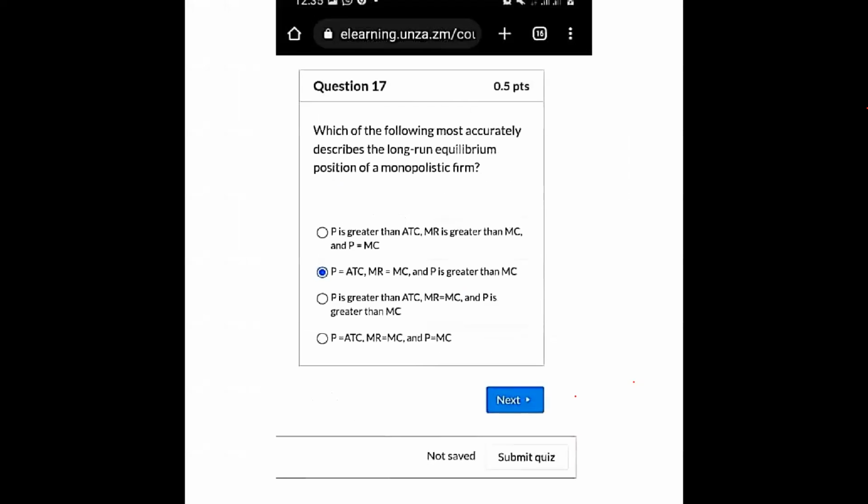Okay, whatever it was: which of the following most accurately describes the long run position of a monopolistic firm? In the long run, under a monopolistic firm, what happens? In the long run, marginal revenue is equal to marginal cost, and the price is greater than MC. Price is equal to ATC. What do you think?